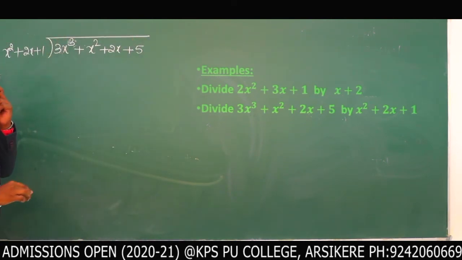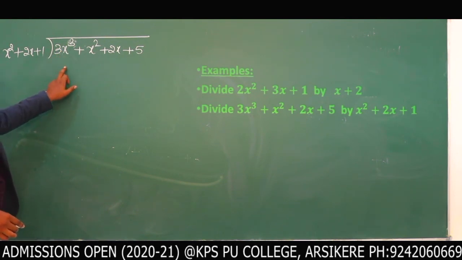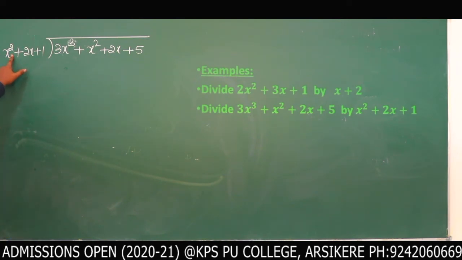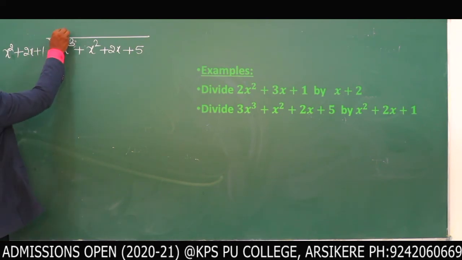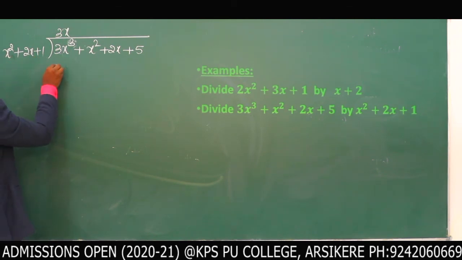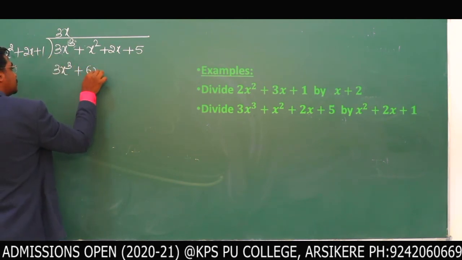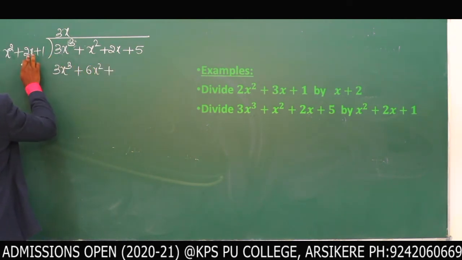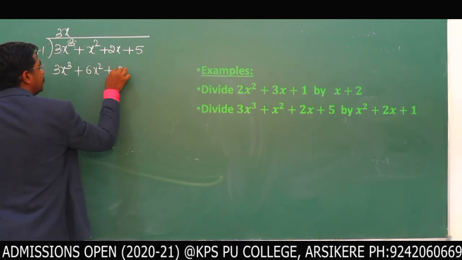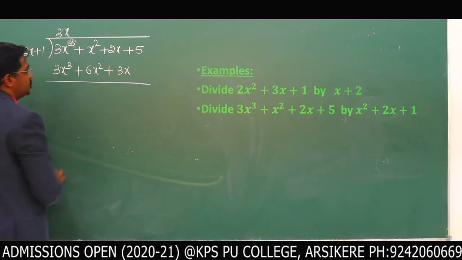So first, observe the highest term here, 3x cube, and the coefficient of x cube is 3. We have to obtain the coefficient of the same term, here 3 should come. And the power is x cube here and x square there. So which term do we multiply to obtain x cube? Very good, that is x. When you multiply by x and the coefficient 3, that is 3x. So 3x into x square becomes 3x cube, plus 3x into 2x becomes 6x square, plus 3x into 1 becomes 3x.